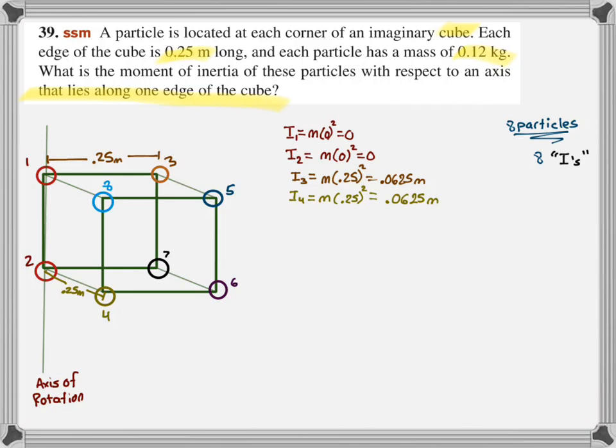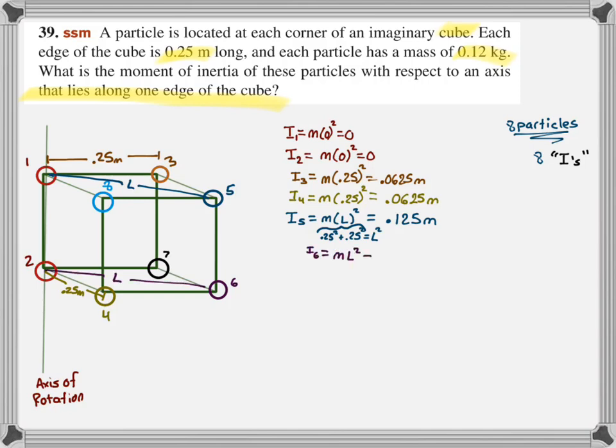For particle 5, the shortest distance is the diagonal of the cube, which we will call L. We'll find L using the Pythagorean theorem. L squared is equal to a squared plus b squared, because the diagonal breaks up the cube into a right triangle, with L being the hypotenuse. We don't have to use the square root because 0.25 squared plus 0.25 squared equals L squared, and it's m times L squared, so we don't need to take the square root and then square it again. So we end up with 0.125 m as the moment of inertia of 5.